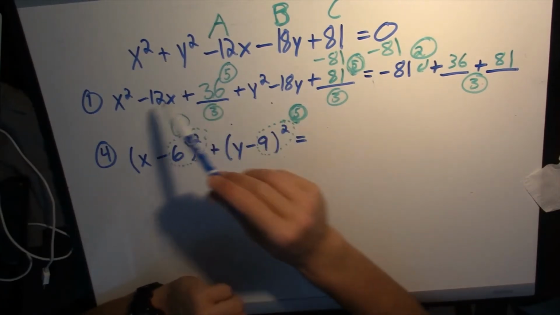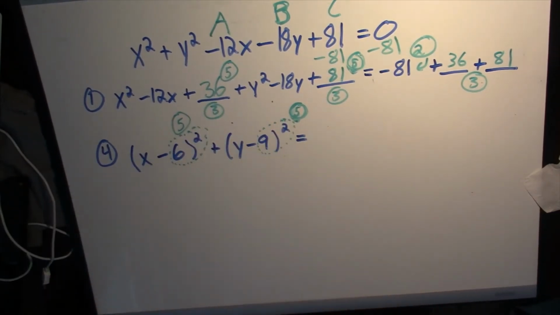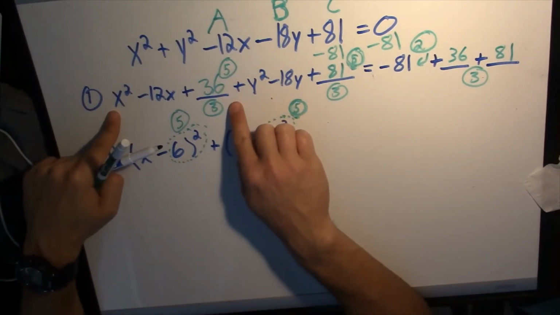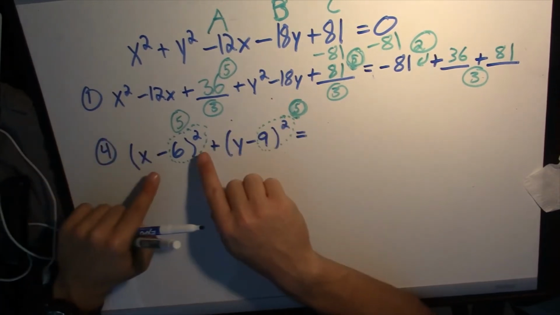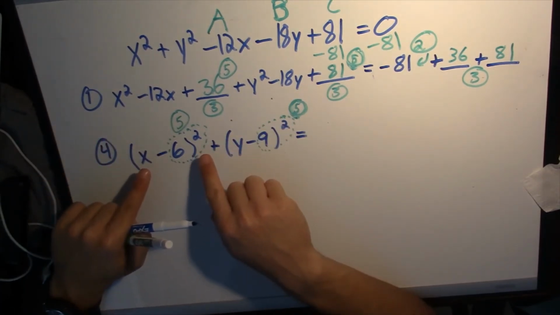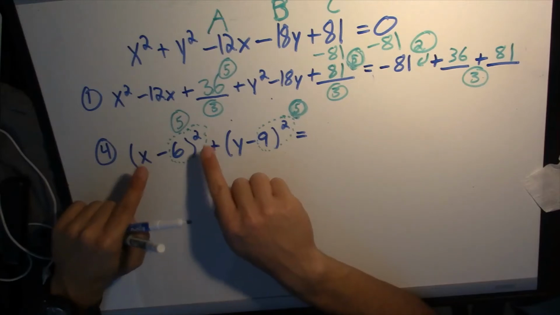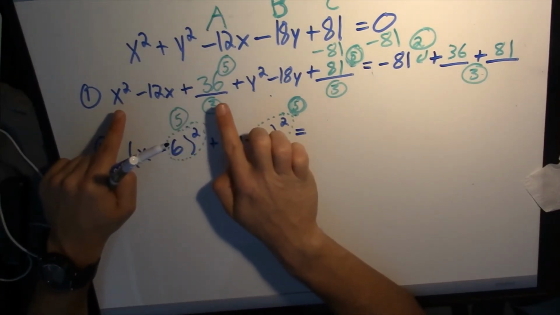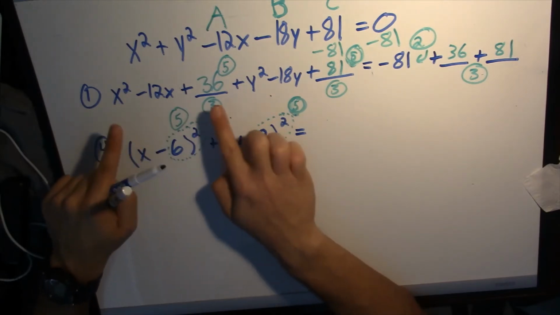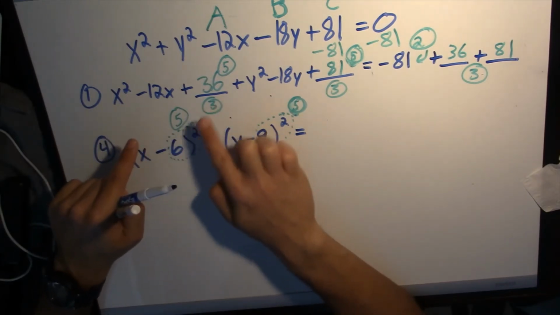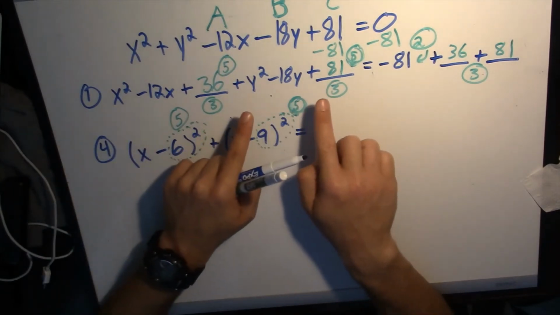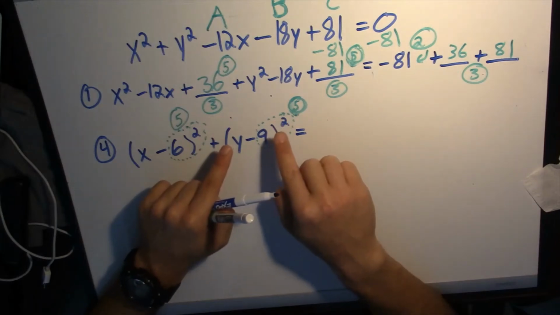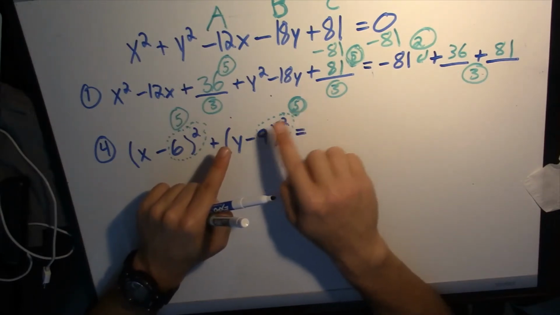Now, I know that this piece right here, x squared minus 12x plus 36, is equal to x minus 6 squared. I can show you that in a second, but this line right here, x squared minus 12x plus 36, is the same as x minus 6 squared. That's why I need to fill in that blank so that these two can be equal to each other. Same thing with this piece. y squared minus 18y plus 81 is equal to y minus 9 squared. These two things are the same.